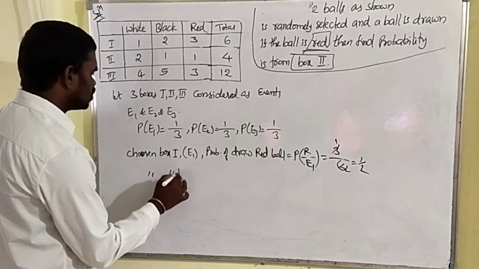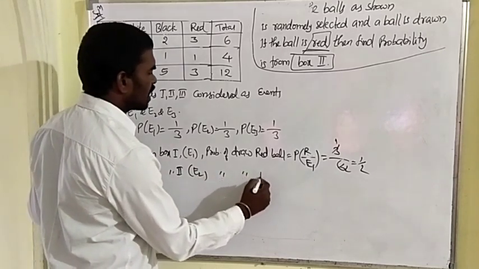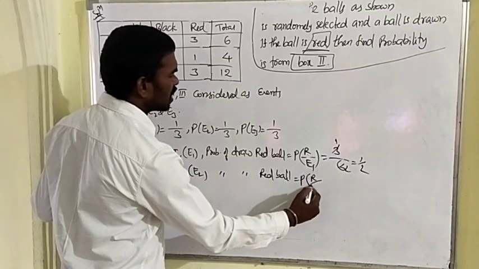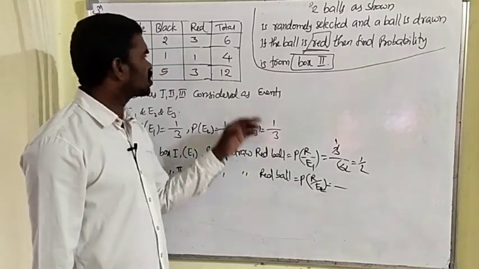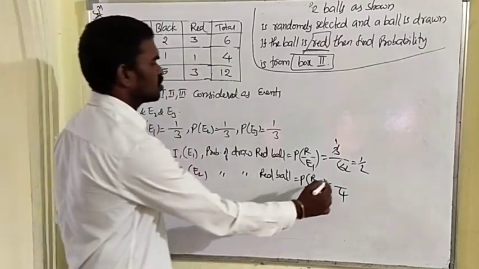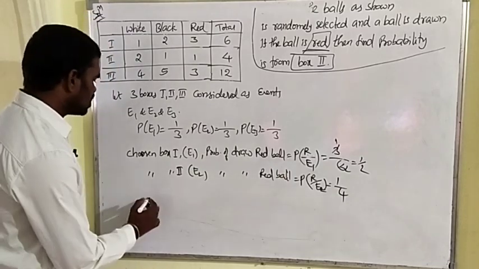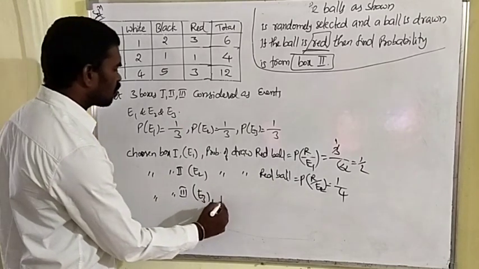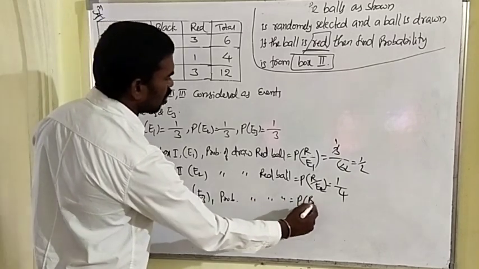Similarly, chosen box 2, that means event 2. So probability of drawing a red ball, how can we write? Probability of R by E2. In box 2, how many balls are there? 4 are there. And in box 2, how many red balls are there? 1 is there. So probability of R by E2 is 1 by 4. Okay, is there any cancellation? Nothing. Similarly, chosen box 3, box 3 means event 3. So probability of drawing a red ball is probability of R by E3.